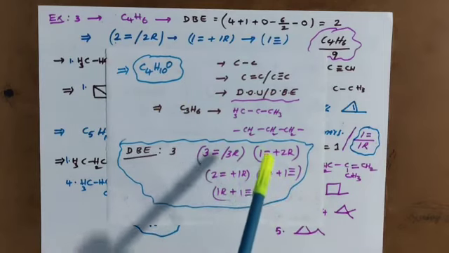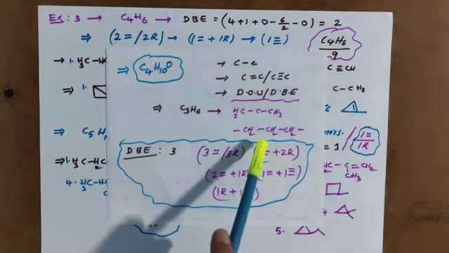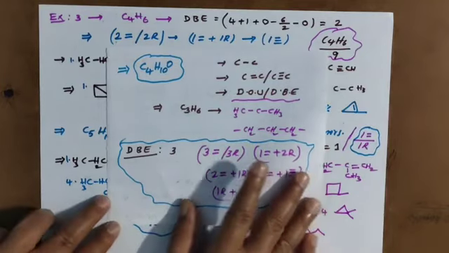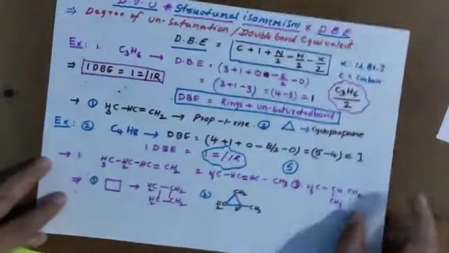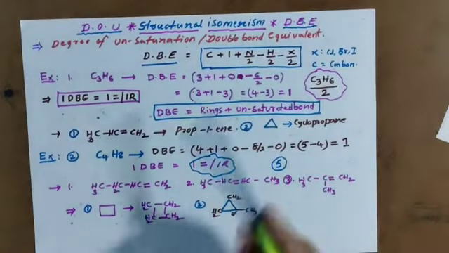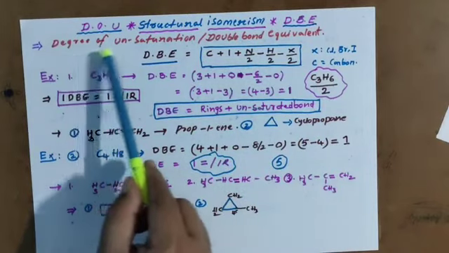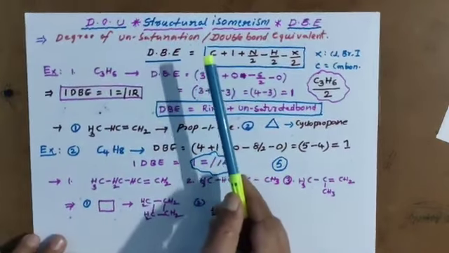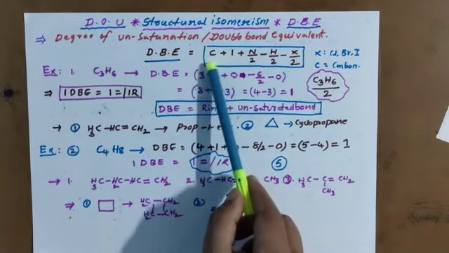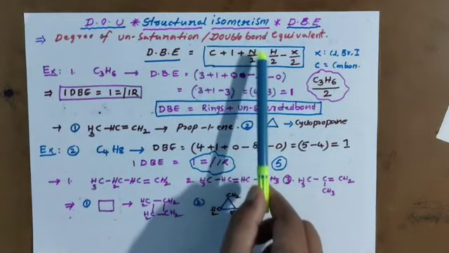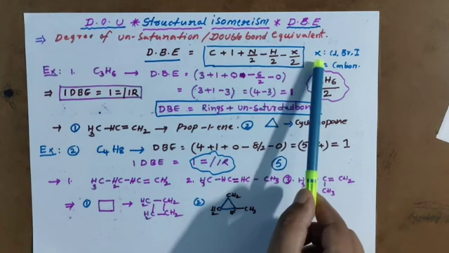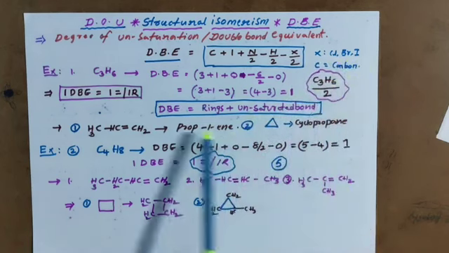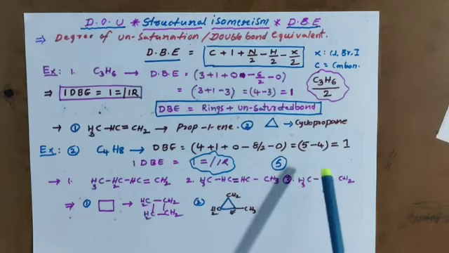So if you want to draw the structural isomers of unsaturated compounds, compulsorily you have to learn about DBE. Clear? DBE is nothing but double bond equivalent or degree of unsaturation. Formula: number of carbon atoms plus 1 plus number of nitrogen atoms by 2 minus hydrogen atoms by 2 minus halogen atoms by 2. Halogens: chlorine, bromine, iodine. I explained in detail. Still, if you have any difficulty, make a comment. I will explain in detail.